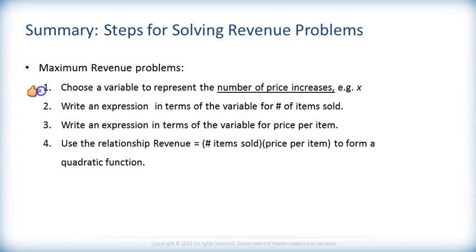Here's a summary of the steps used. Choose a variable to represent the number of price increases. Write an expression in terms of the variable for the number of items sold. Write an expression in terms of the variable for the price per item. And use the relationship revenue equals number of items sold times the price per item to form a quadratic function.